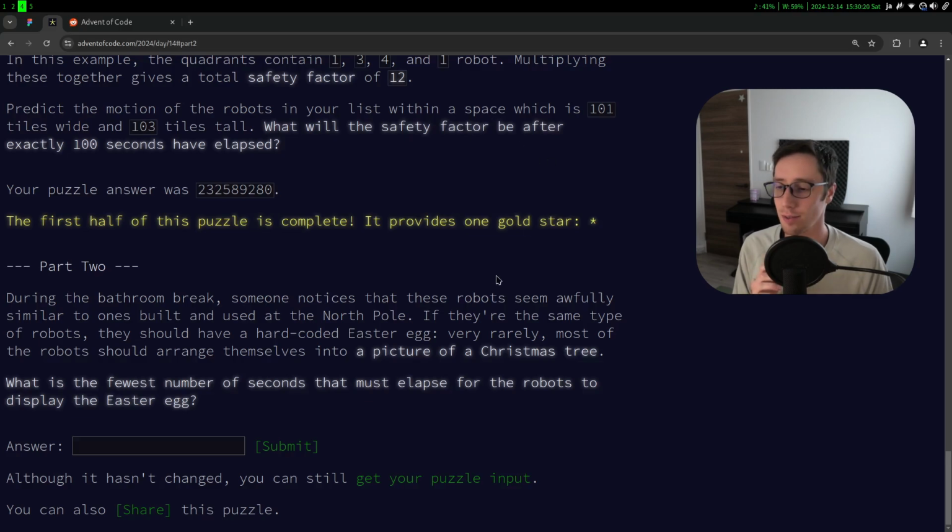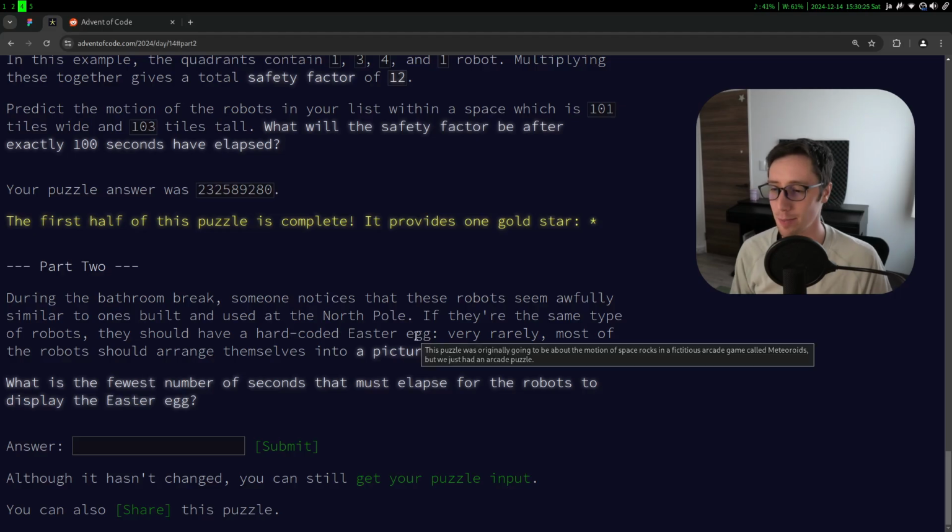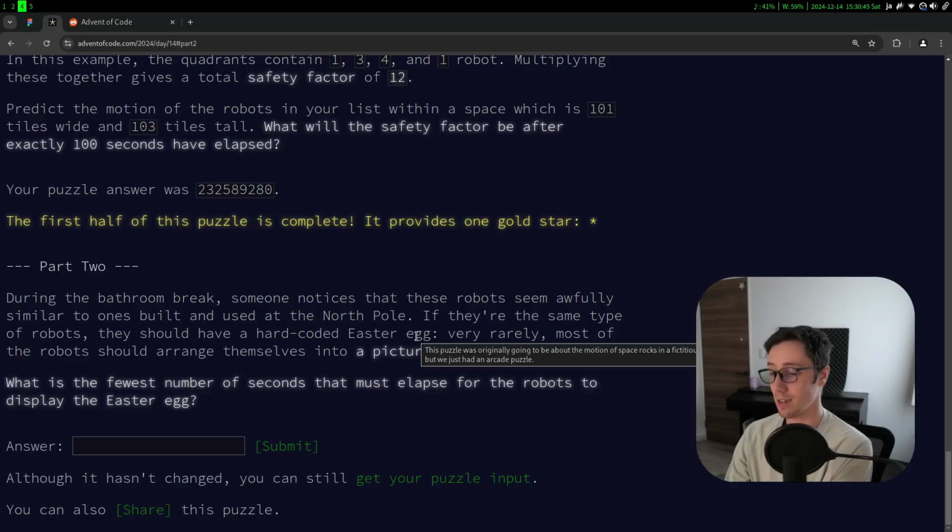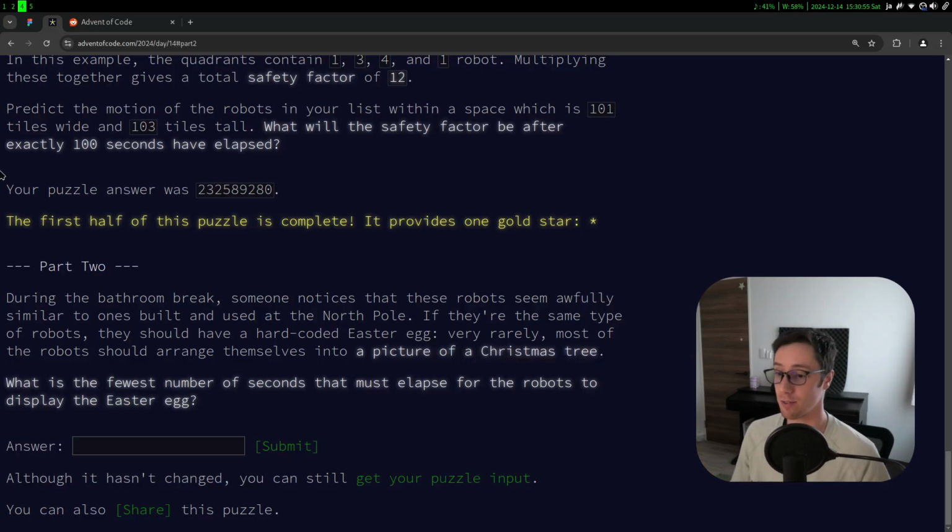Whilst going over this code, the Easter egg, I hovered over this and I saw something pop up: this puzzle was originally going to be about the motion of space rocks in fictionalized arcade games called Meteoroids, but you just had an arcade puzzle. So does that have anything to do with how the Christmas tree should look? I don't know how I can calculate this, how I can find a Christmas tree. I don't know the shape of the Christmas tree.